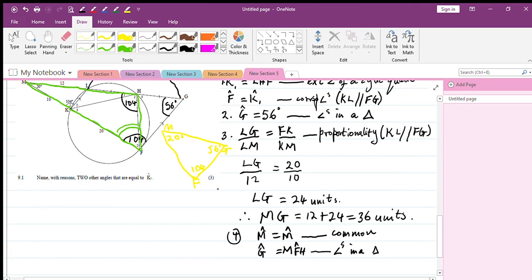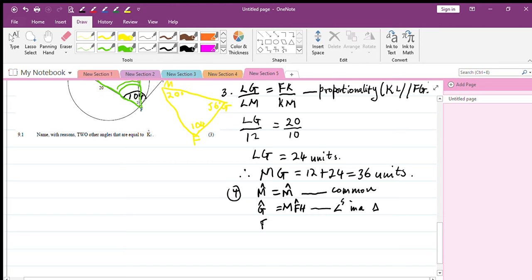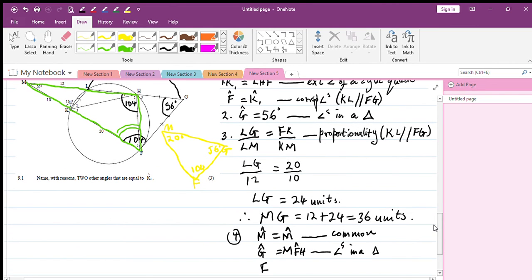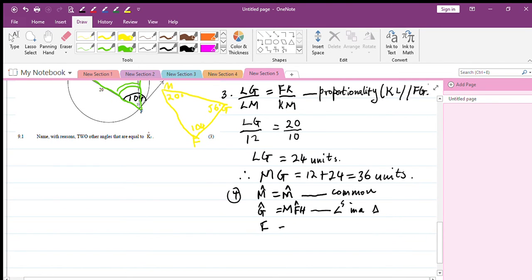So we've used M, we've used G. Now we need to use F. F in the yellow triangle is equal to angle MHF in the green triangle. Reason: we have proved it above.